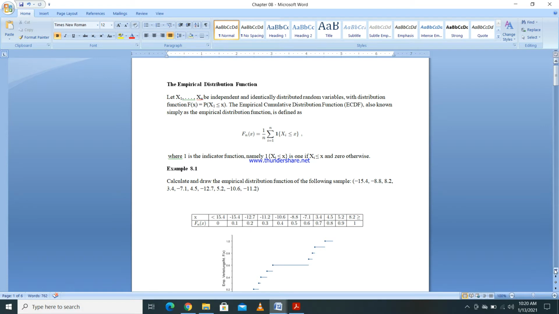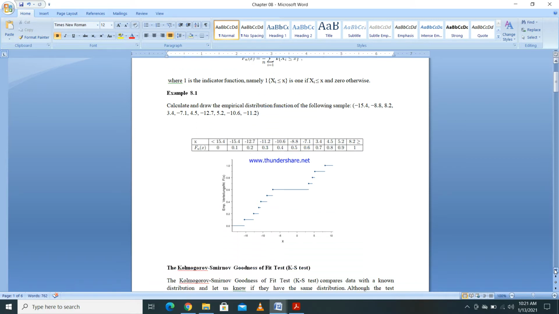Just as you plot the cumulative distribution function, we can plot this. We know that any number less than minus 15.4 gives 0, which is why we check the first value here. It looks like a step function, a monotonically increasing step function. So if you are given a data set, you should be able to calculate the empirical distribution function and also draw it. All right.